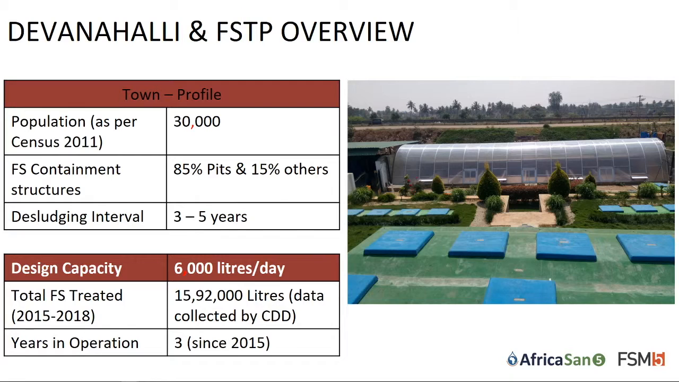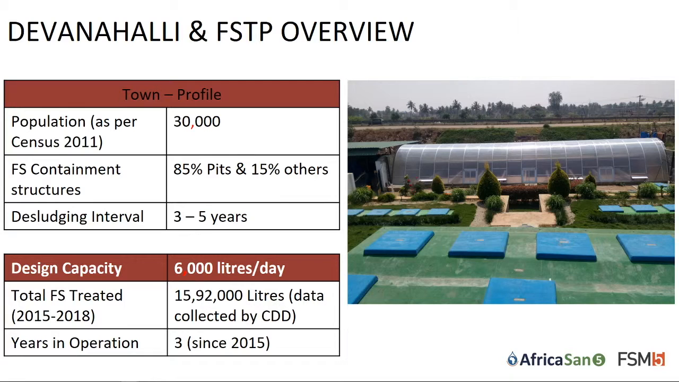To give a short background about Devnahalli and its FSTP: Devnahalli is a town in rural Karnataka near Bangalore, with a population of 30,000. Most of the containment systems here were pits, mostly unlined pits, which means the sludge is thicker and denser. We took a survey in 2014 before the commissioning, and a desludging interval of around 3 to 5 years was noticed.